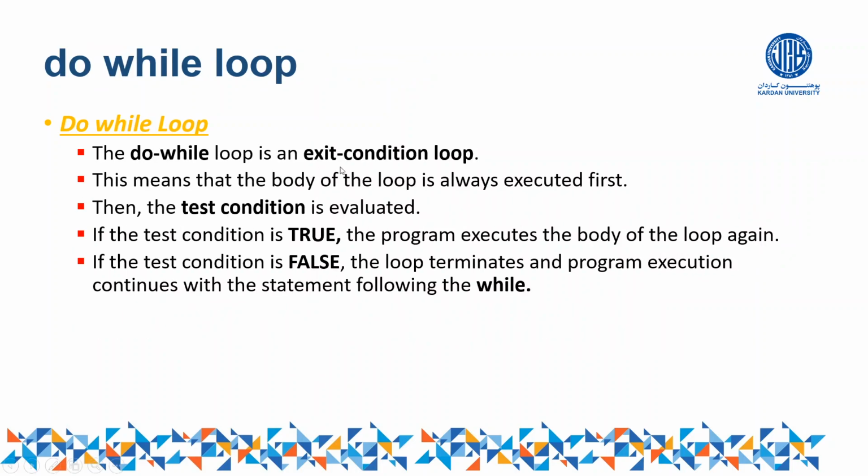Now the do while loop is an exit condition loop. This is also called an exit condition loop. This means that the body of the loop is always executed first. Then the test condition is evaluated. As I have discussed, first of all the body of the loop is executed, then the condition is tested at the end. Now if the condition is true, the program executes the body of the loop again. If the condition is false, the loop terminates and program execution continues with the statement following the while.